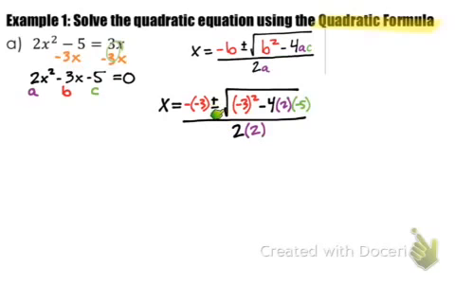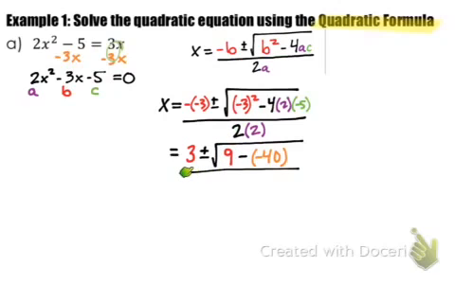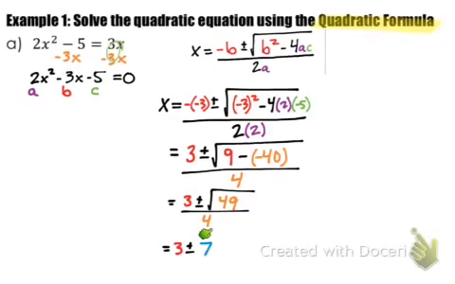Now from this point you have to simplify each component carefully. So I'm going to simplify the opposite of negative 3, which is 3, plus or minus the square root of negative 3 squared, which is 9, minus 4 times 2 times negative 5, which ends up being negative 40. So we have 9 minus negative 40, all divided by 4. I'm getting close to a simplified solution. So I have x equals 3 plus or minus the square root of 49, because 9 minus negative 40 is 49, all over 4. So I can actually take the square root of 49, which is 7, so 3 plus or minus 7 over 4.